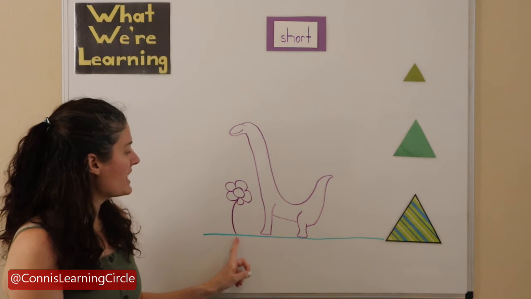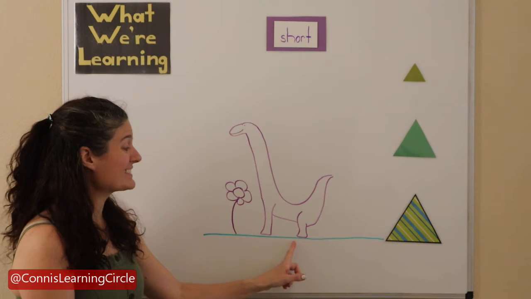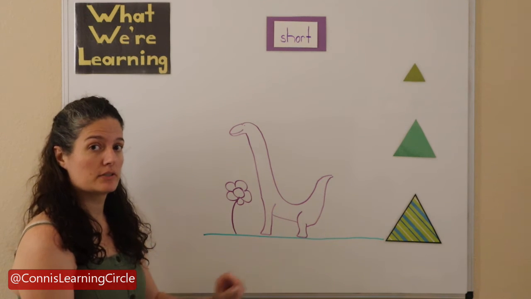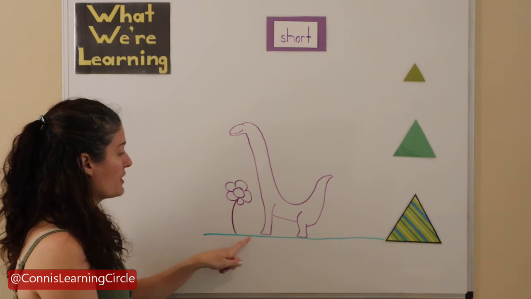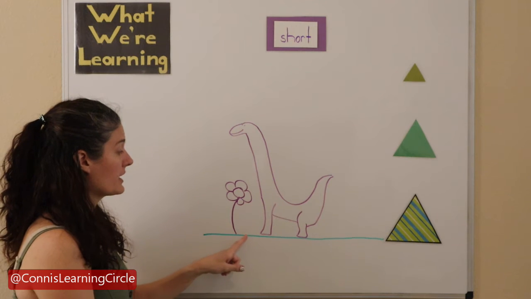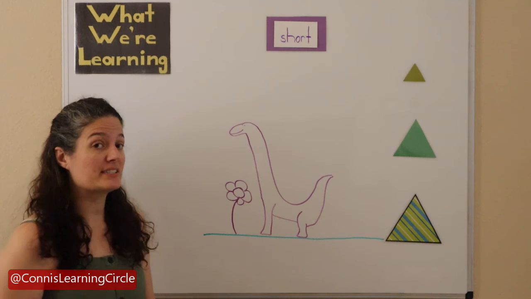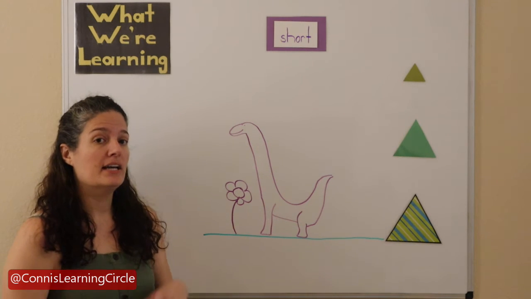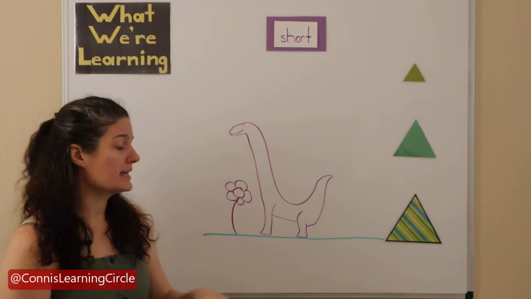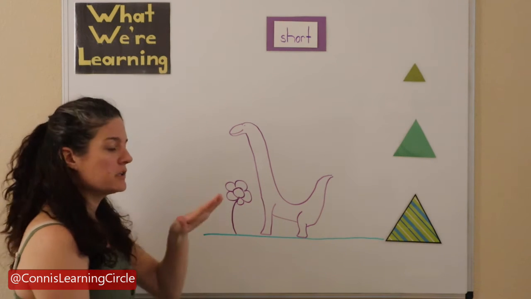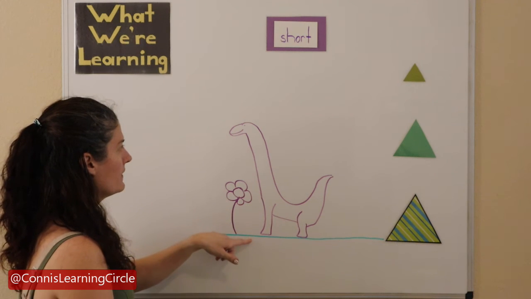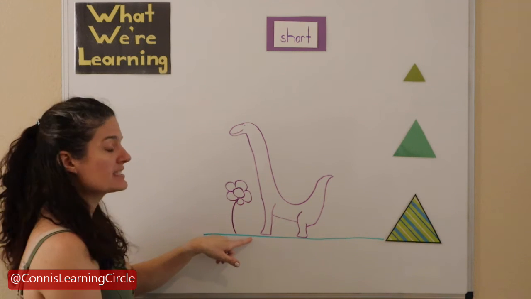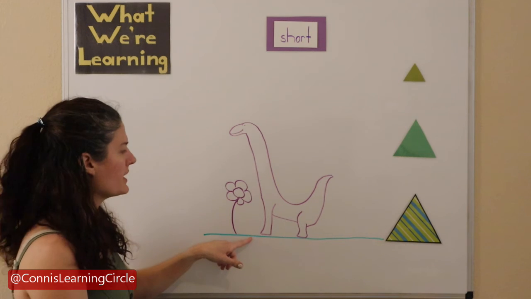Is my flower or is my dinosaur short? We have both of them on the line starting at the bottom. And we said that short means it stays down low. It stays down low, so it's closer to the ground. Which one has the top closest to the ground?